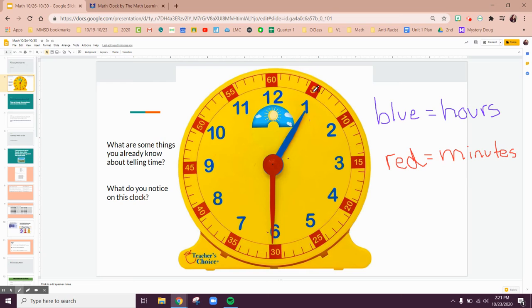So I see that it counts. I only have them counting by 5. So it goes 5, 10, 15, 20, 25, 30, 35, 40, 45, 50, 55, 60. So that kind of tells me that there are 60 minutes in 1 hour. So think right now, there are 60 minutes. That is equal to 1 hour. 60 minutes is 1 hour.